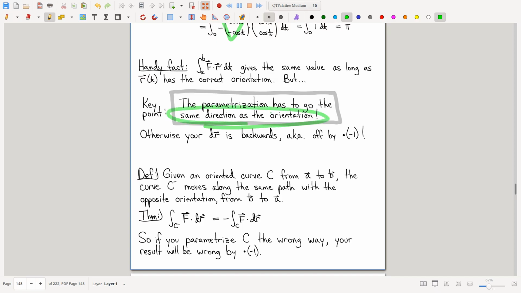Correctly, when you parameterize, every time you parameterize, you are imposing an orientation on the question. And if the orientation has already been prescribed by the question, well, you've got to play ball, right? You've got to do it the same way that you've been told to do it. Otherwise, again, your answer will be wrong. Okay. All right.